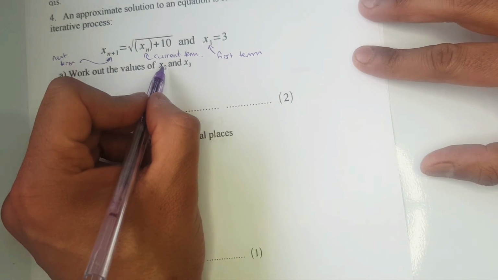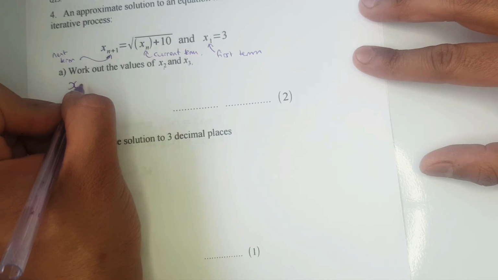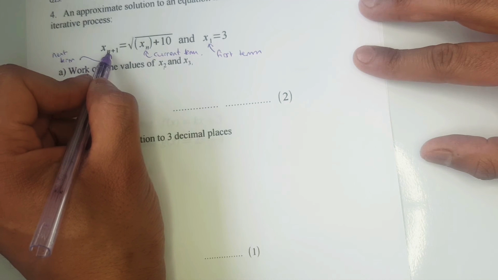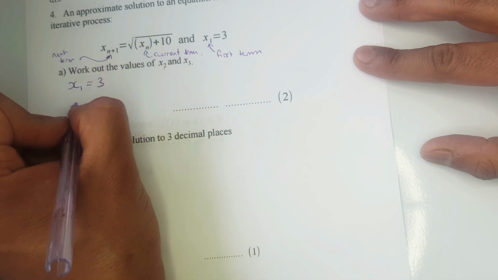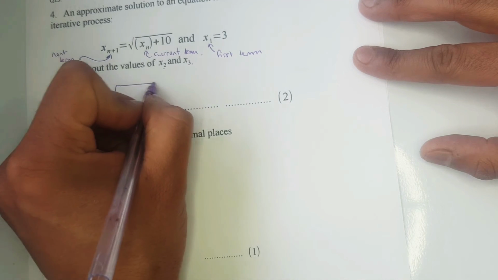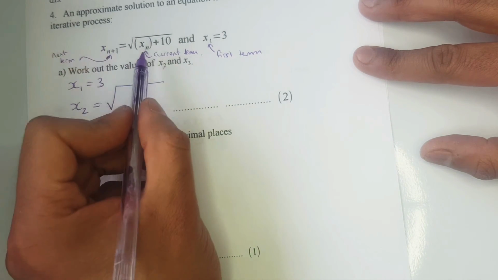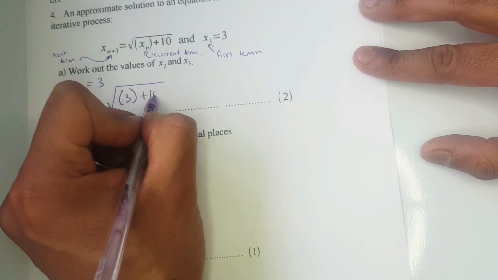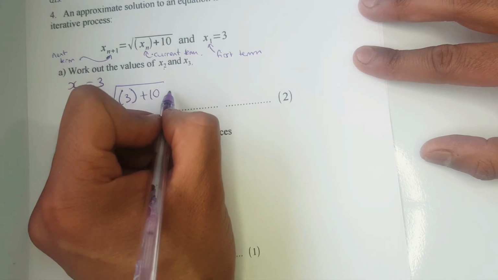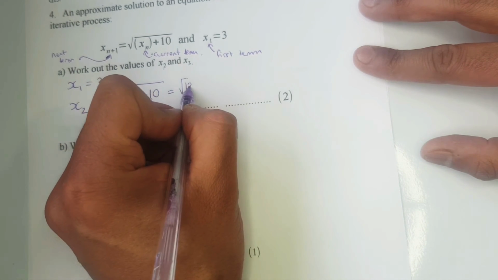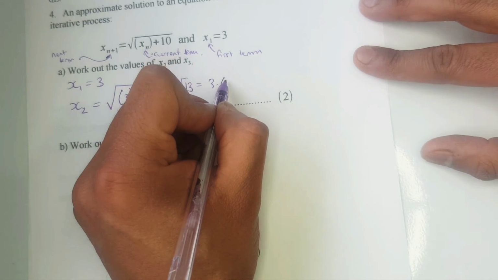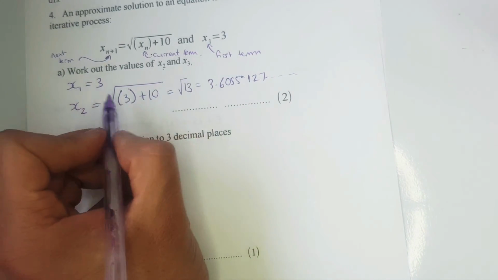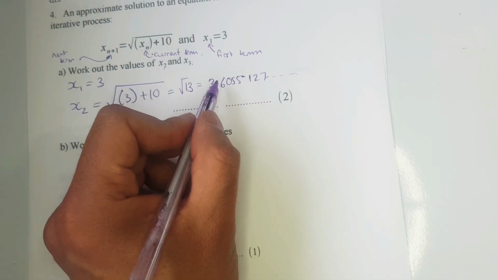So it says work out the value of x2 and x3. We know x1 equals 3. To work out x2, which will be the next term, 1 plus 1 is 2, all we do is get the current term, which is 3, add 10 to it, and then square root it. When you put the square root of 13 in your calculator, you get 3.6055127, and so on.